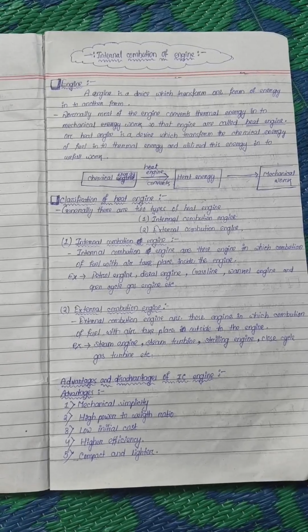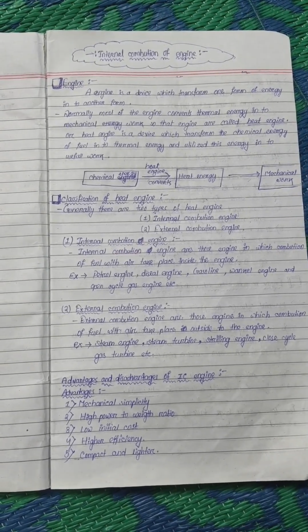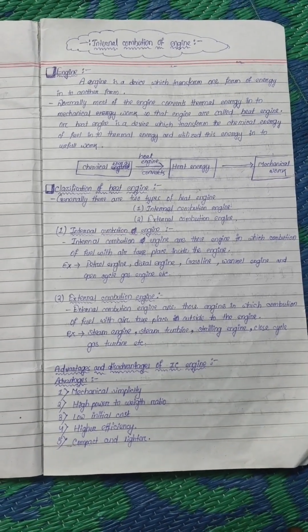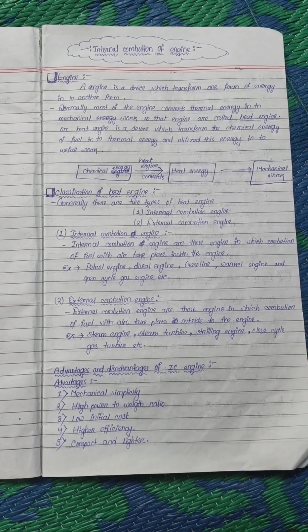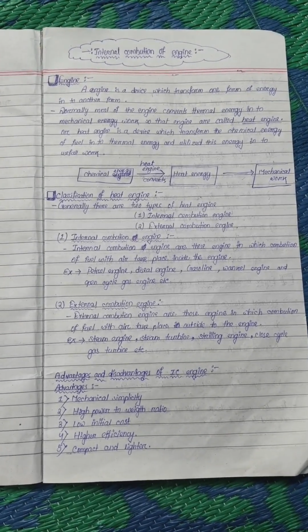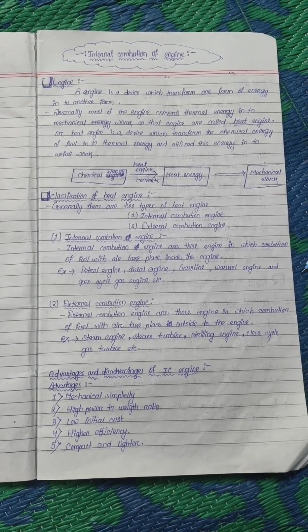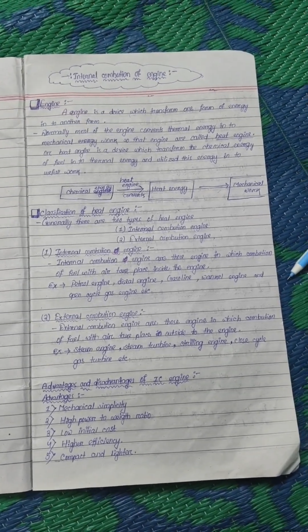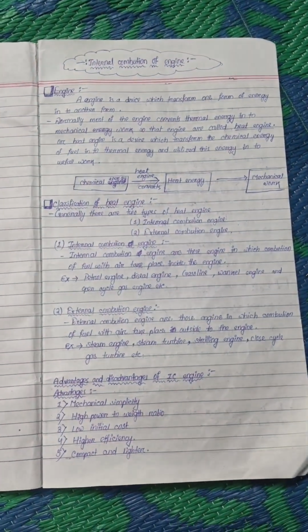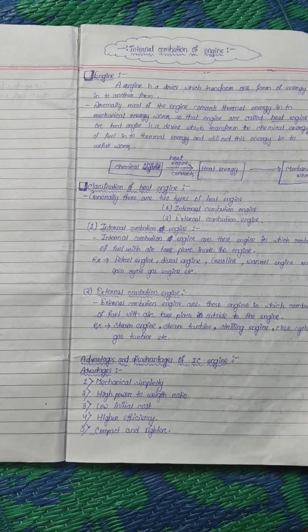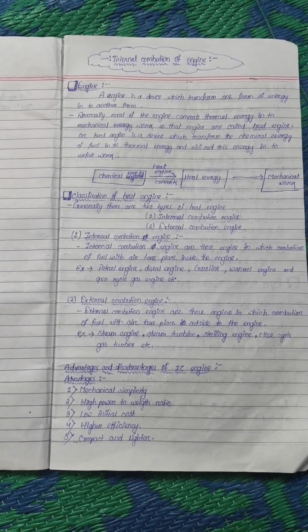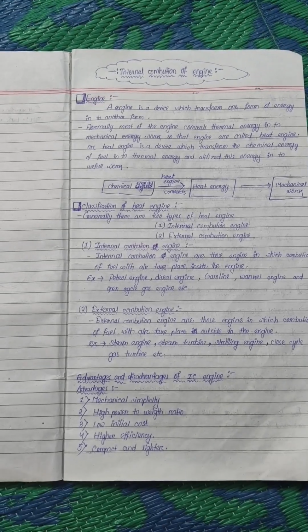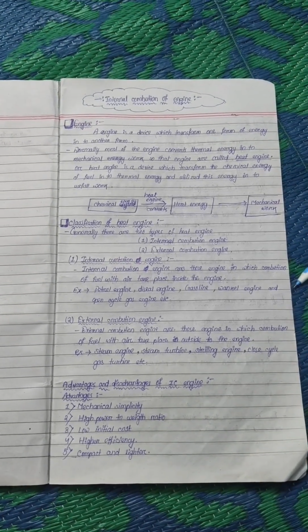Normally, most engines convert thermal energy into mechanical work, so they are called heat engines. A heat engine is a device which transforms the chemical energy of fuel into thermal energy and utilizes this energy into useful work. First, chemical energy is converted into heat energy, then it is converted into mechanical energy. And there are different classifications of heat engines, like internal combustion engines and external combustion engines.